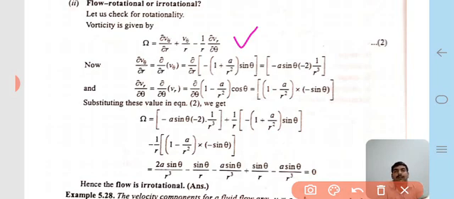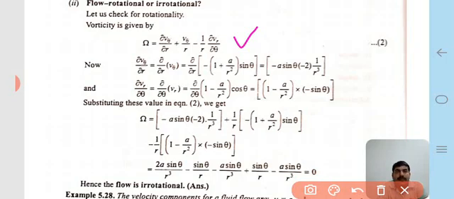In the above equation there may be some slight mistake; I can say it is about vorticity, that is the circulation. Okay, now corrected: vorticity, omega is equal to del v theta upon del r plus v theta upon r minus 1 upon r del v r upon del theta.